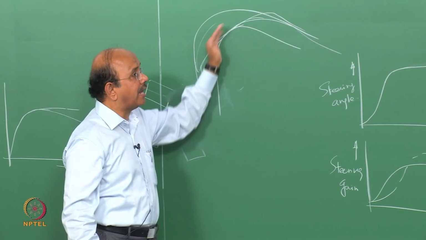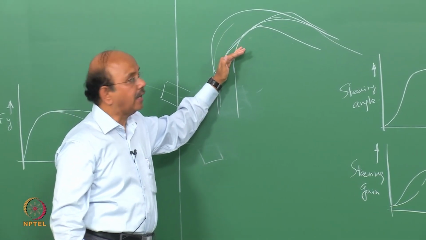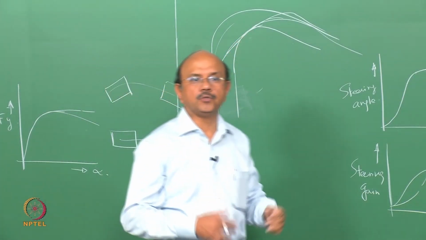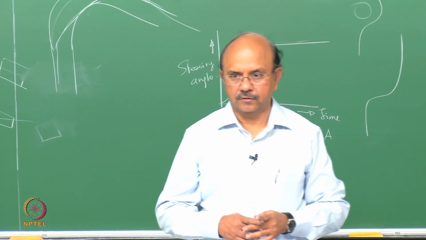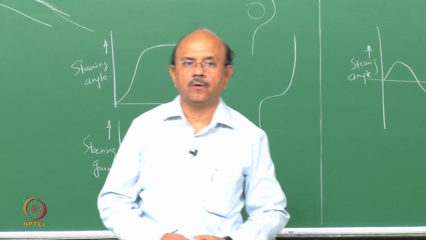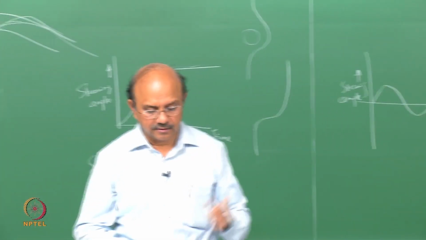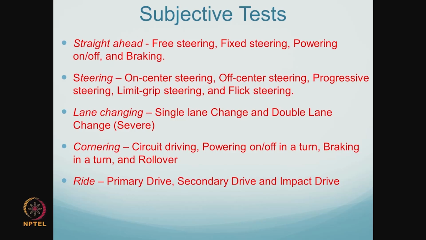So what happens when I power on or power off in a turn? And what happens if I brake in a turn? And I hope there is no rollover propensity. We'll talk about rollover in the next class, but this is very important. And we're not going to talk about ride now. Ride is what is called primary ride, secondary ride and impact ride. These are the three things, and that depends upon the frequencies. We'll talk about that later.